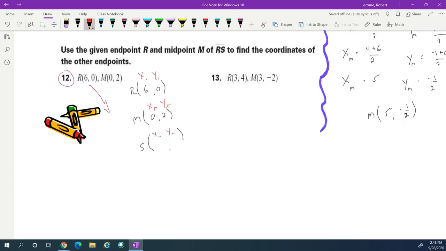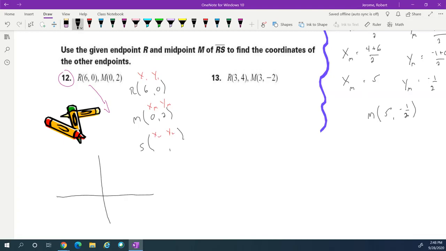It's the second endpoint. Labeling this correctly is absolutely critical. We have to be able to plug it into the formula correctly. So I need to understand what points I'm using. I'm not looking for the middle anymore. I'm looking for the end. So I can plug this in correctly. Now, before I do that, I might make a graph. Make sure I understand what I'm really trying to do here.